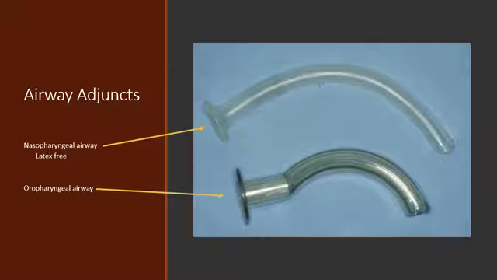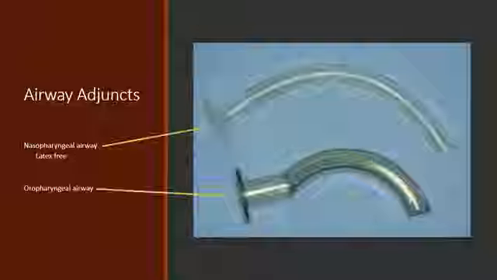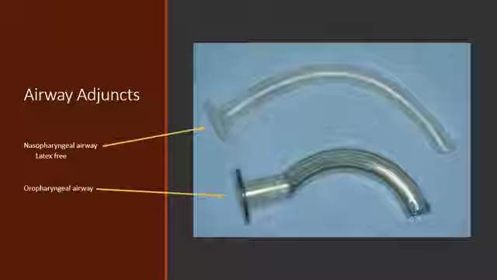Here you can see a nice picture of the different airway adjuncts. On top is the nasopharyngeal airway, otherwise known as the nasal trumpet. They're pretty much all latex free now, and they're nice and squishy and soft, kind of like a garden hose, so that you don't traumatize the nasal tissue as you put the airway in place. Down on the lower part, you can see the oropharyngeal airway. These are typically a much more rigid plastic design, and once again, they are designed to move the tongue forward and reestablish airway patency.